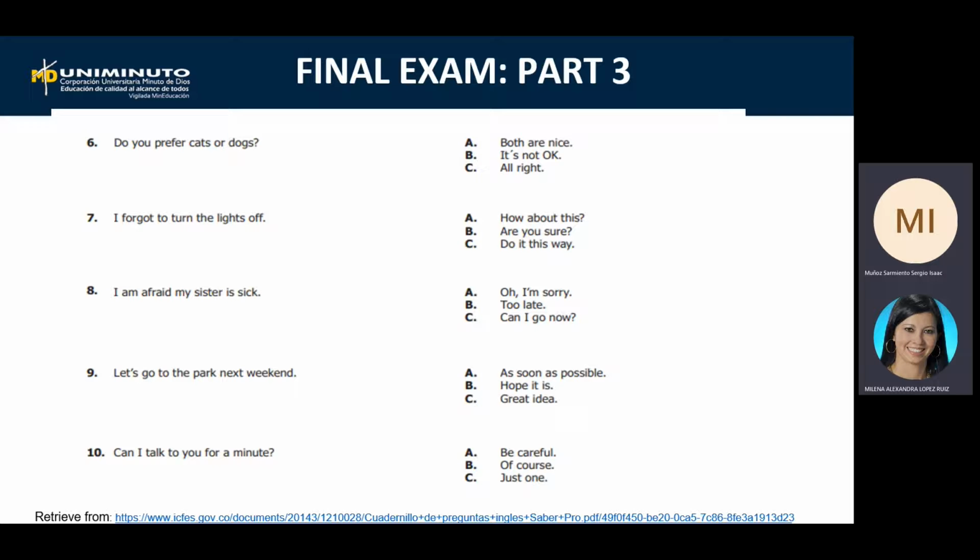Let's go to the park next weekend. Okay, so we have A, as soon as possible. B, hope it is. C, great idea. C, great idea. Good. Okay, and number 10.